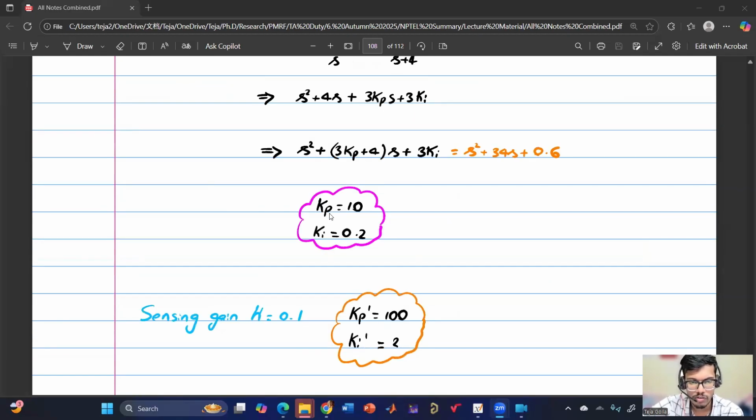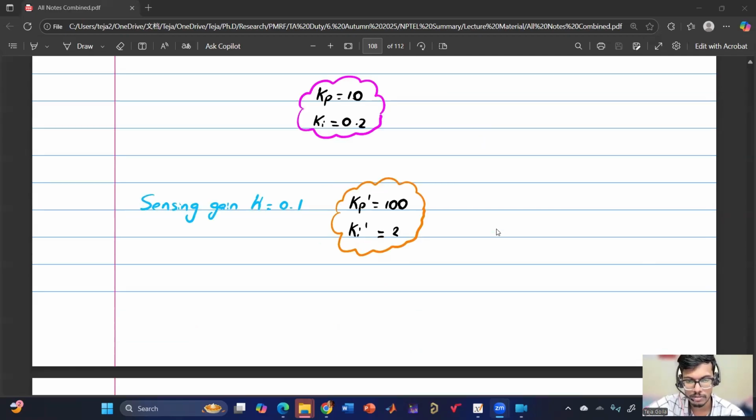Once we have solved for PI gains, I have given that if the sensing gain is 0.1, we have to divide by 0.1, which means we have to multiply by 10. So if there is any gain, you need not recalculate everything again. You just have to understand that you need to divide the gains by whatever factor that you are getting, so that the same characteristic equation or the same bandwidth and phase margin can be achieved.